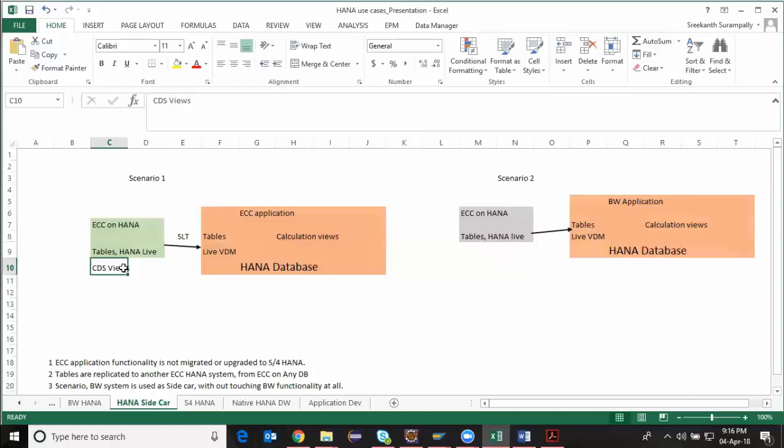Understand or confused? Okay, anyway. So they said directly do the calculation views in the database, and then immediately they changed. Okay, if you have an ABAP layer, try to leverage the ABAP layer using CDS views. Initially they said even though you have an ABAP layer in ECC and HANA, don't use any ABAP layer, directly build HANA Live in the database and get reporting out of it.